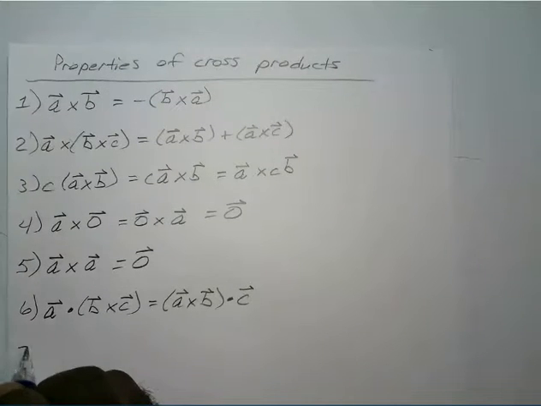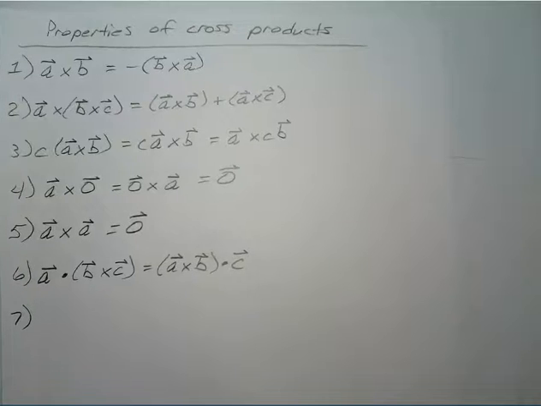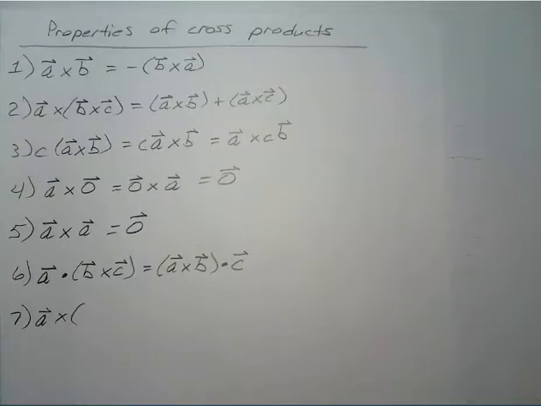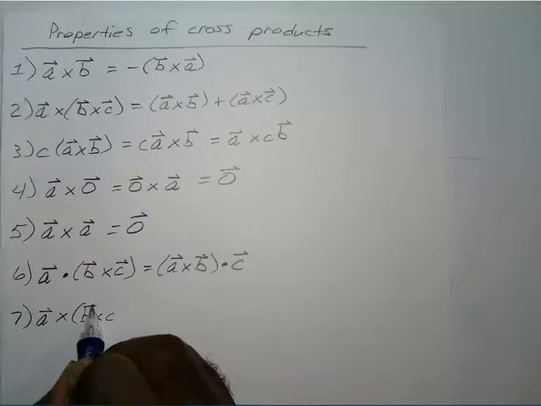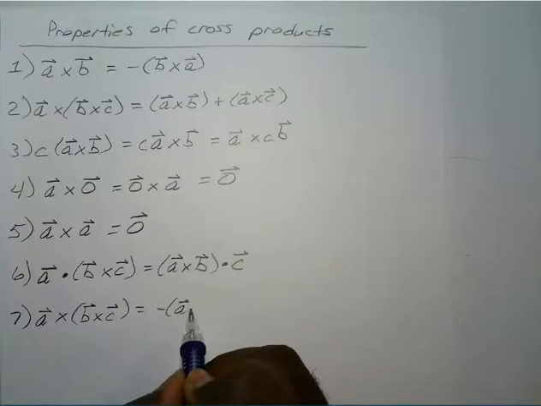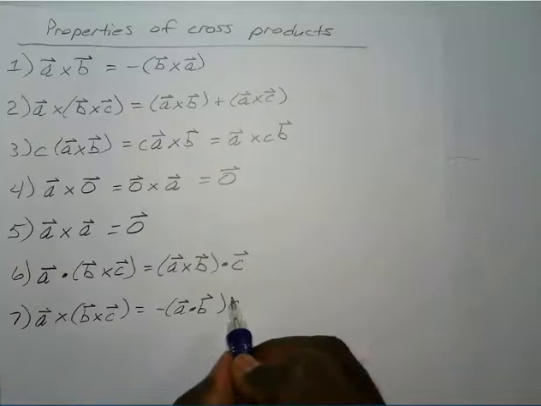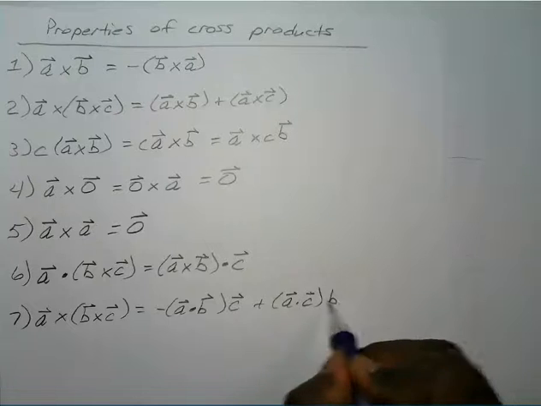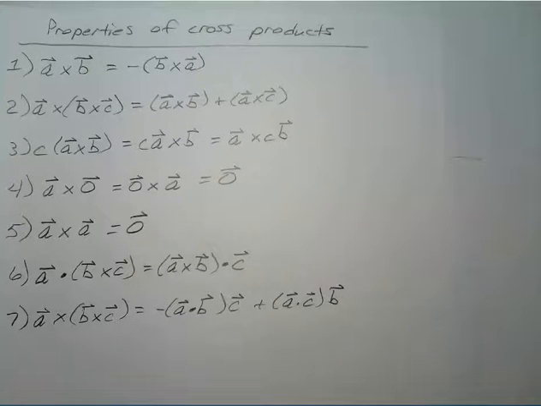And last but not least, our seventh property. If you have your A vector and the cross product of B and C vector, that's going to equal the negative of the dot product of the A and B vector times the C vector plus the dot product of the A and C vector times the B vector. Honestly, the more complicated ones you probably won't use, like number 7, but it's one of those good to know type things.